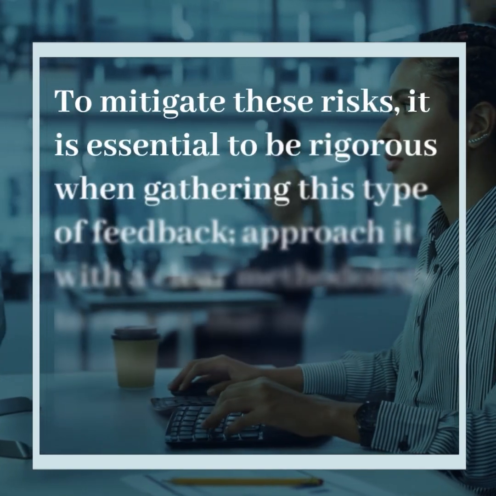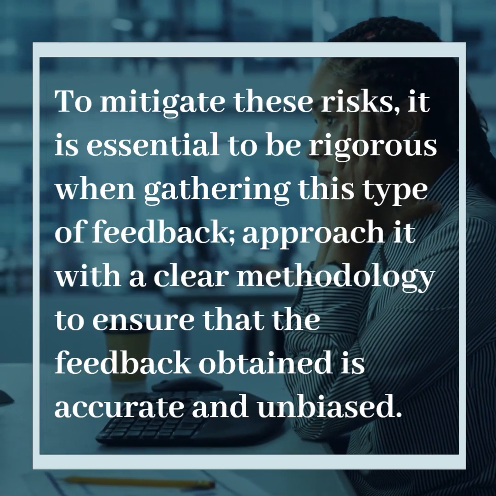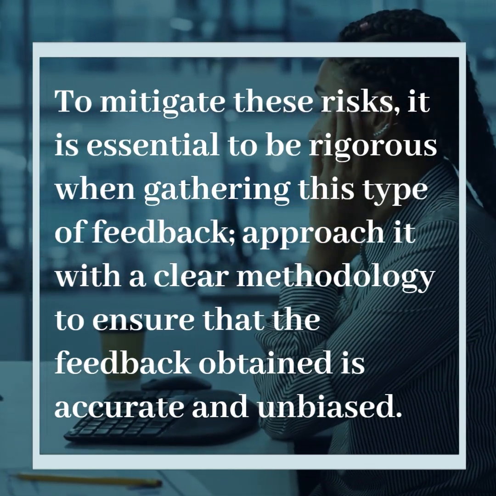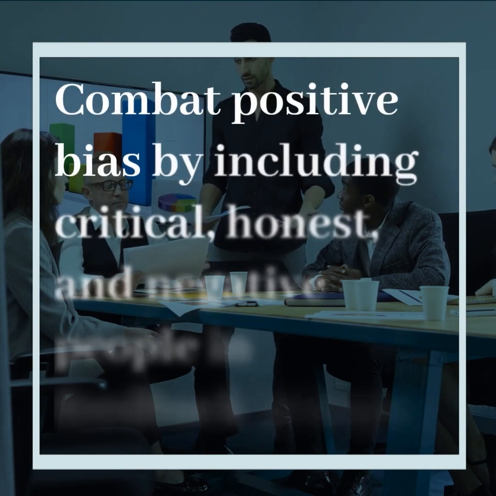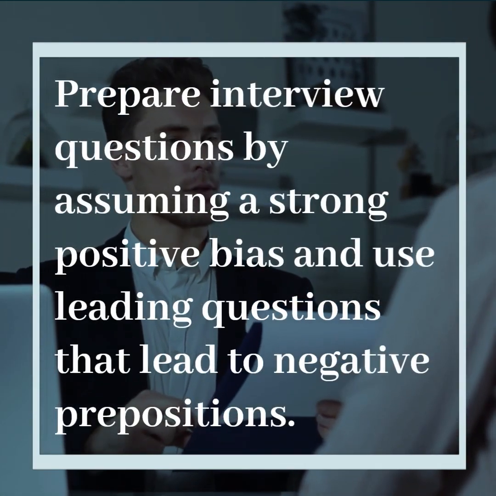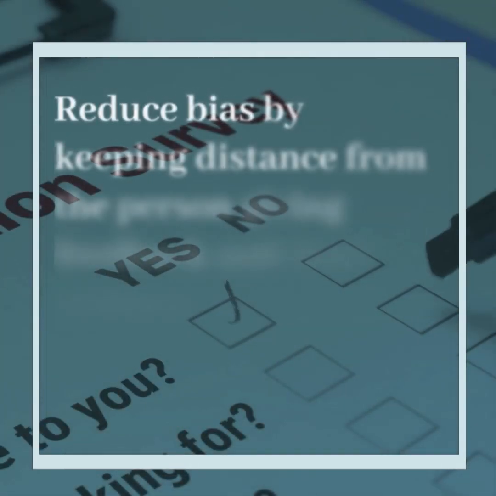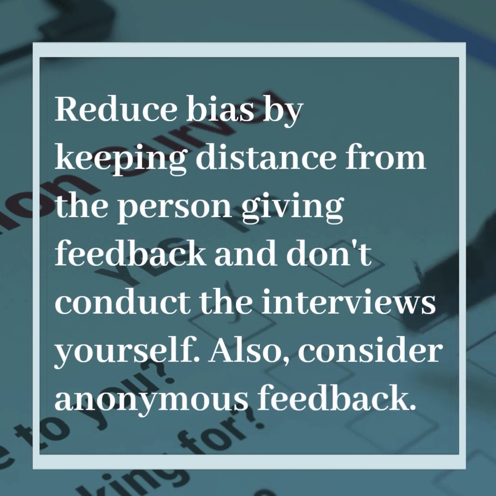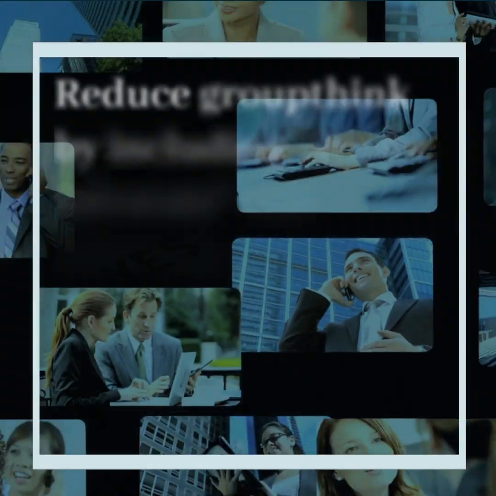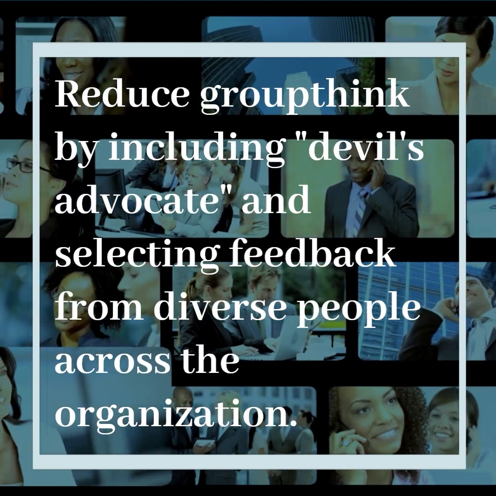To mitigate these risks, it is essential to be rigorous when gathering this type of feedback. Approach it with a clear methodology to ensure that the feedback obtained is accurate and unbiased. Combat positive bias by including critical, honest, and negative people in feedback groups. Prepare interview questions by assuming a strong positive bias and use leading questions that lead to negative propositions. Reduce bias by keeping distance from the person giving feedback and don't conduct the interviews yourself. Also consider anonymous feedback. Reduce groupthink by including a devil's advocate and selecting feedback from diverse people across the organization.